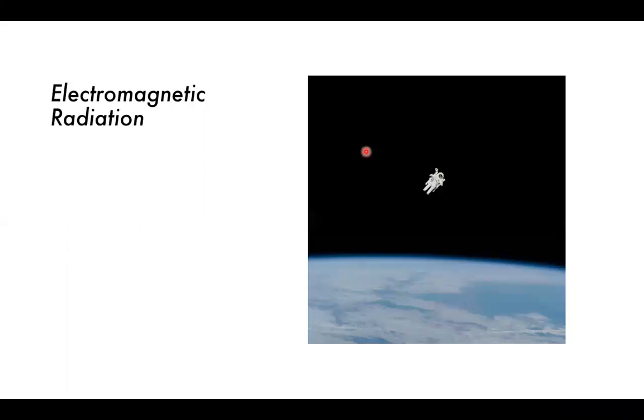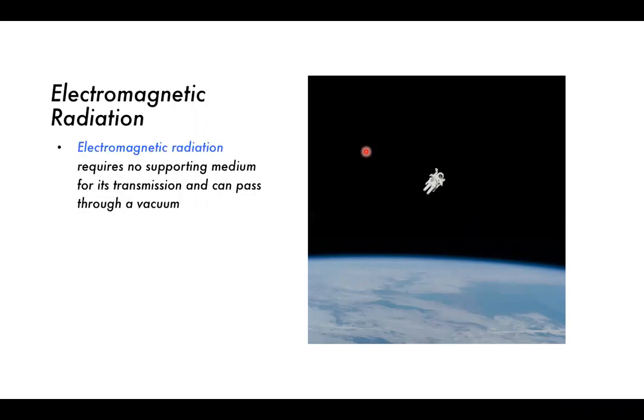So all of these things, this light, can be described as electromagnetic radiation. Electromagnetic radiation requires no supporting medium for its transmission and can pass through a vacuum. So that's why we have this astronaut in space right here. So here is a vacuum. They're protected from the vacuum by their spacesuit, but the electromagnetic radiation can pass through here, and that's why we can actually see this person.